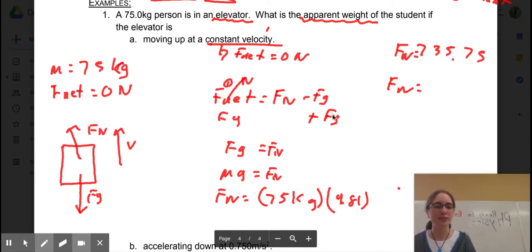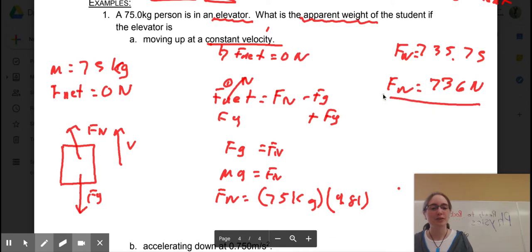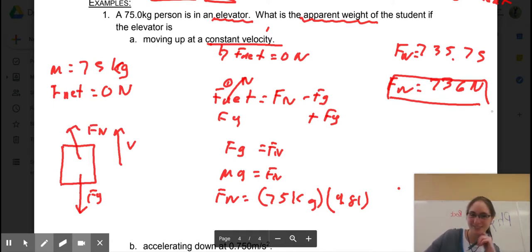When you look at the question, we've got 3 sig digs, so I need to round that to 736 newtons. Now, ladies and gentlemen, remember what we said earlier: for weight, you don't need to write the direction down. The normal force is equal to the apparent weight, how much you're actually going to be feeling. In this case, notice that this is the same as just mg. The elevator is not accelerating, so the only acceleration we're experiencing is gravity. That means when you're moving at a constant velocity, your apparent weight is the same as your weight. Isn't that cool? I think it's pretty cool.